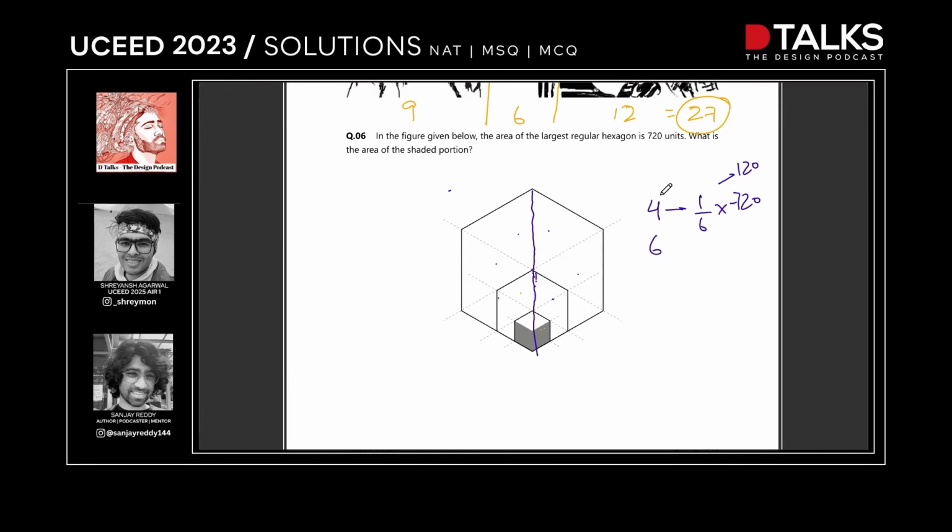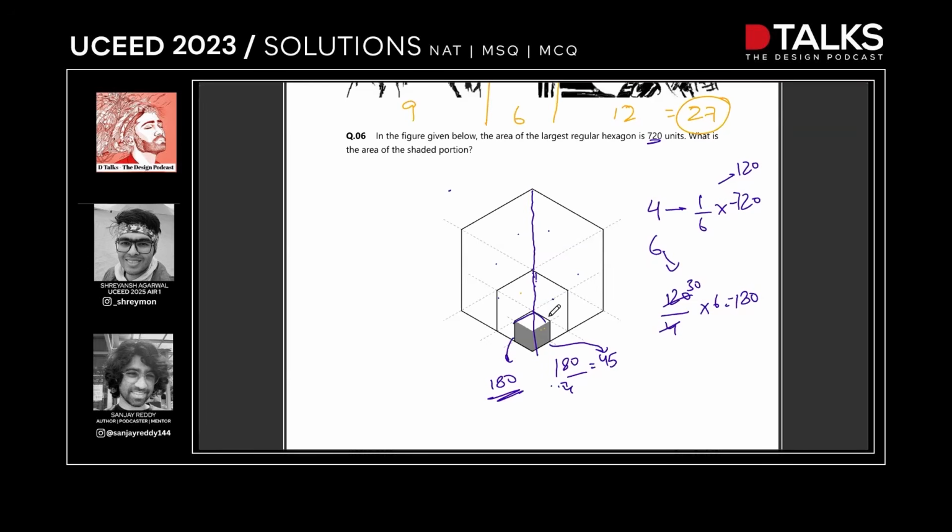So if four of these refer to 120, then six of them would refer to how much area? It would be 120 divided by 4 into 6, right? Unitary method only. This would give you 180, right? So that means the area of this particular hexagon is 180, right? And 180 is one fourth of 720, right? It's getting divided by 4. That means the area of this smaller hexagon would be one fourth of this, right? So that would be 180 divided by 4, which is 45, right? The area of this small hexagon.